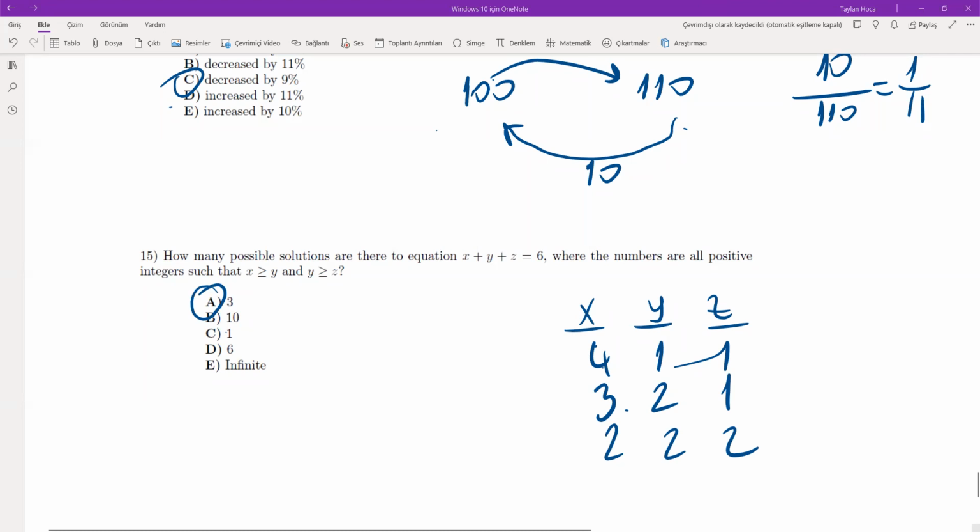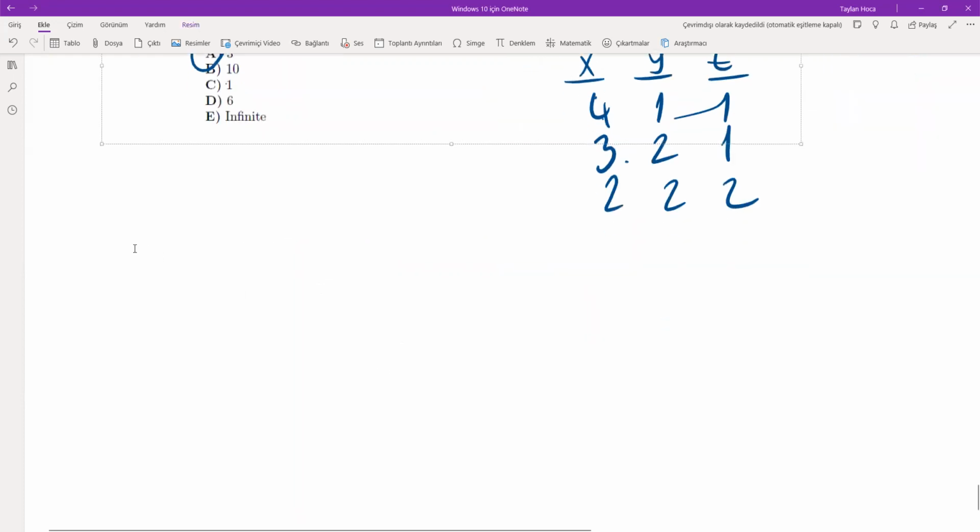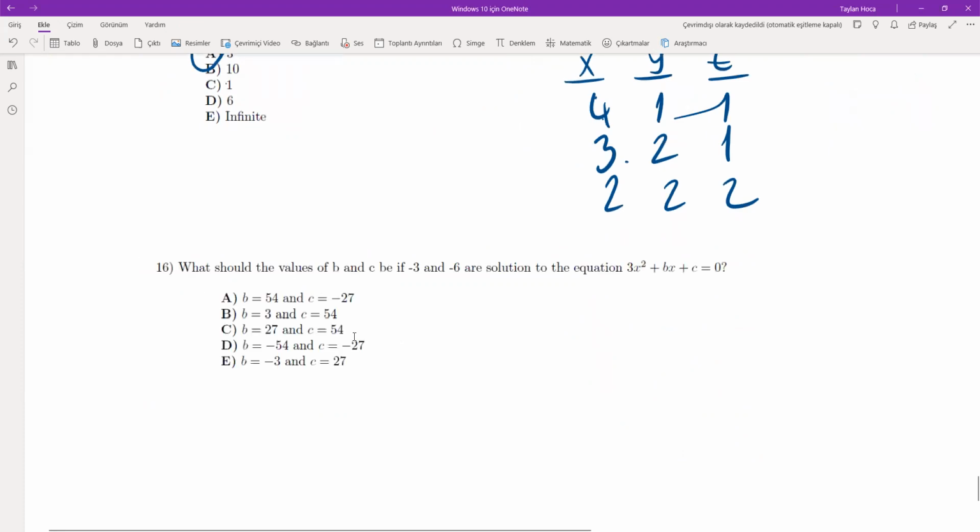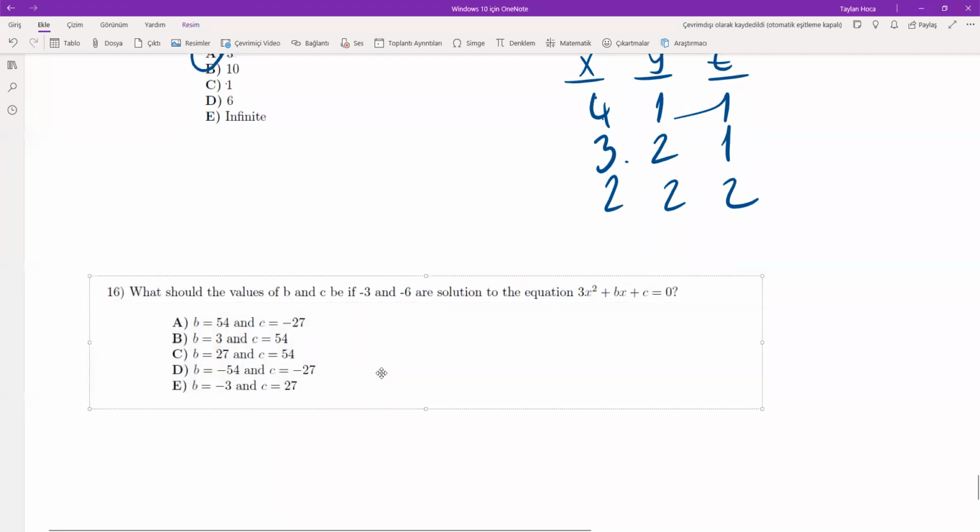So according to the given inequality, please do some systematic counting. Okay, I proceed quickly. You can interrupt me and ask me anything.